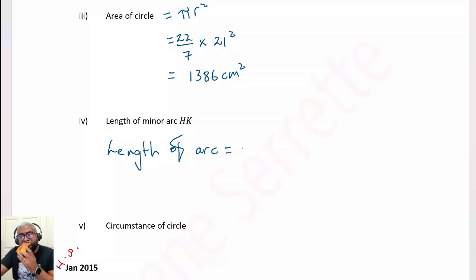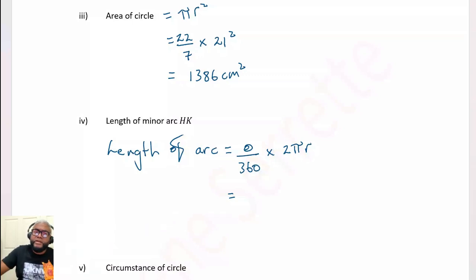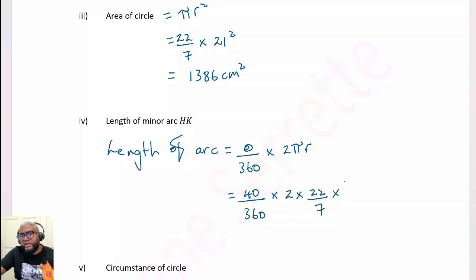Welcome. Theta over 360 times 2 pi r. Right, so we just plug it in. Theta in this case was 40, over 360, multiplied by 2, multiplied by pi, which is 22 over 7, multiplied by the radius. What's the radius? The radius is 21.